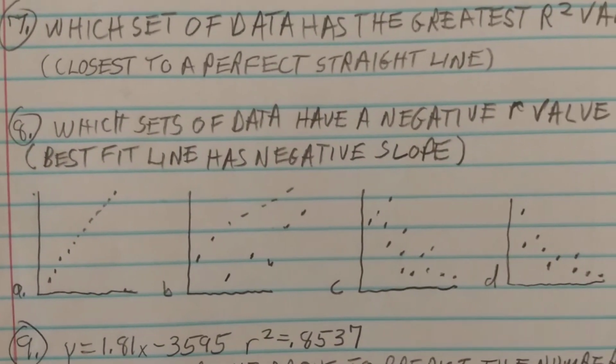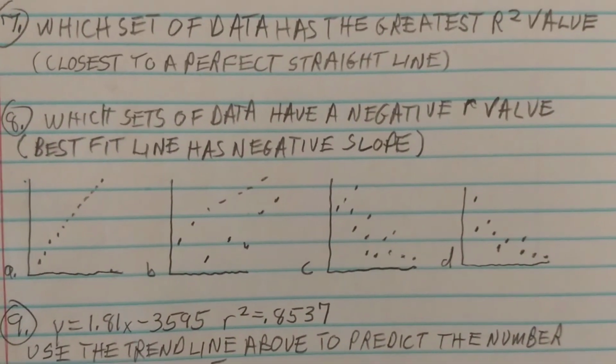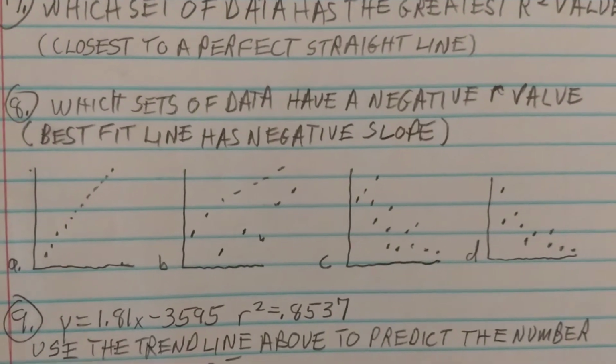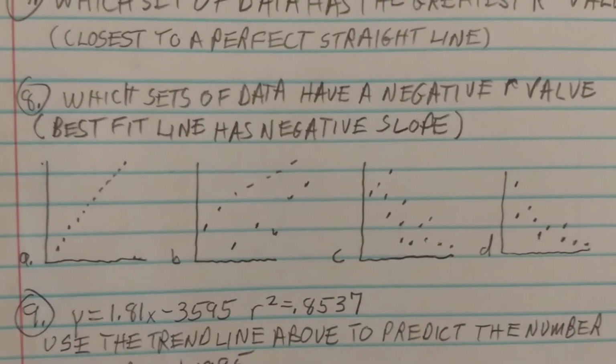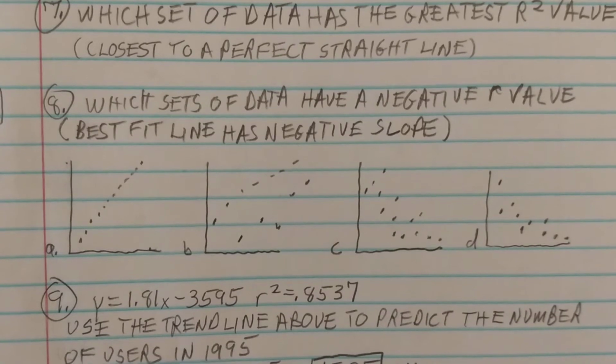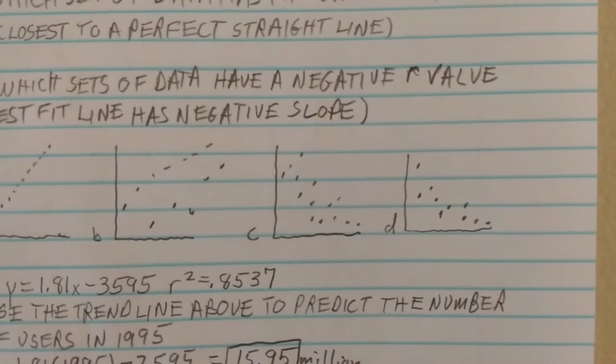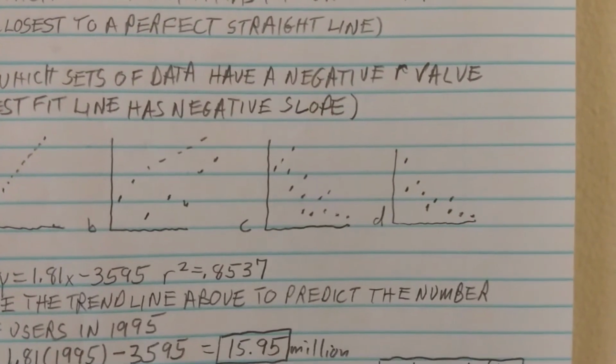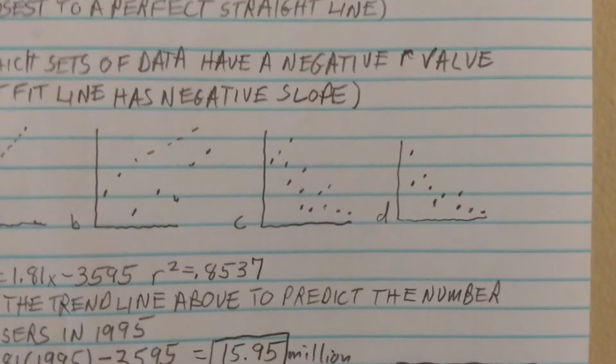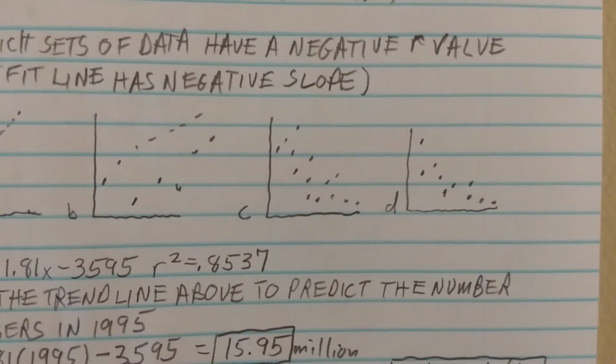And which sets of data have a negative r value, which means that a best fit line through the scatter plot would have a negative slope? Whereas B would have an upward positive slope, both C and D would have negative slopes for a best fit line run through the scatter plot.